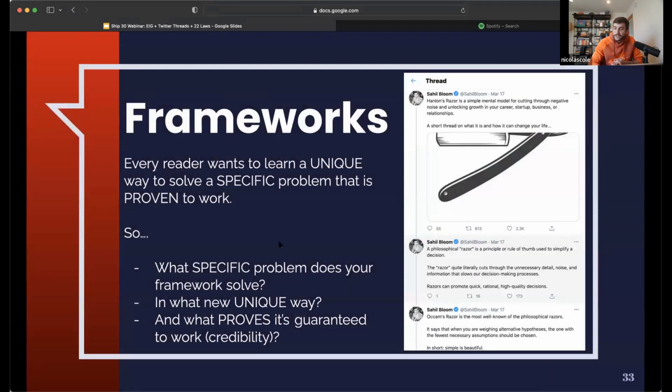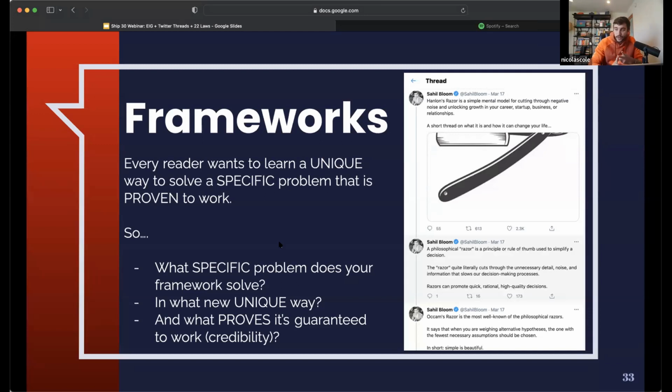The first is you're outlining some sort of framework, okay? People love frameworks. Think about what we're doing here with you. We're sharing frameworks. We're going, hey, you want to achieve X, plug in 1, 2, 3, 4, you're going to get that outcome, okay? People love learning frameworks. So the key here is, what specific problem does your framework solve? In what new and unique way, right?